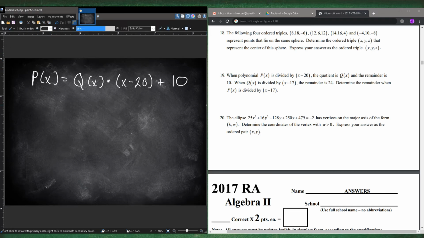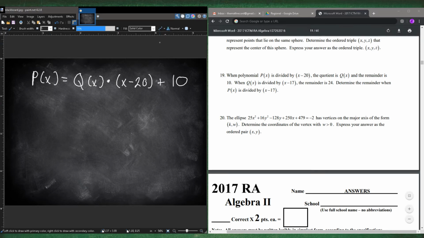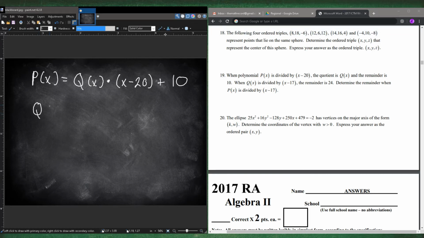Right? And then when q(x) is divided by x minus 17, the remainder is 24, which also basically means if you put x equal to 17 inside q, the result is 24. Okay, so determine the remainder of p(x) when it's divided by x minus 17. The remainder of p(x) when it's divided by x minus 17 is just p(17). That's how you get the remainder.